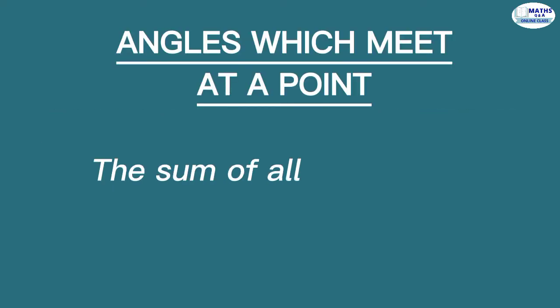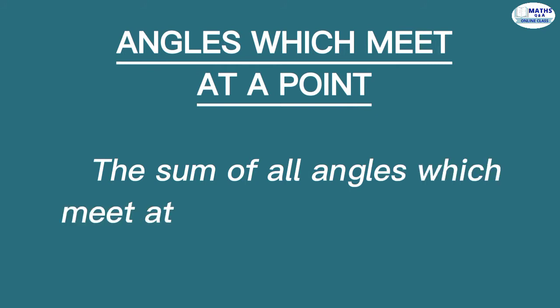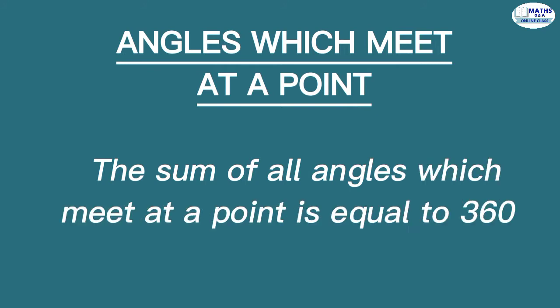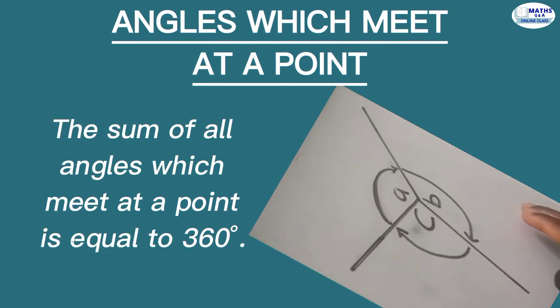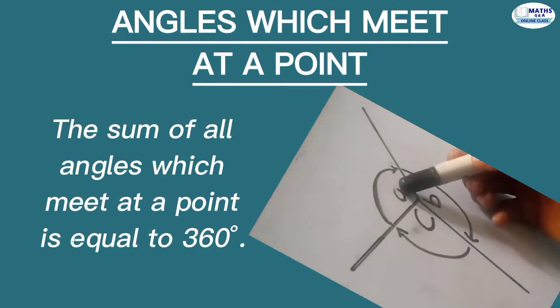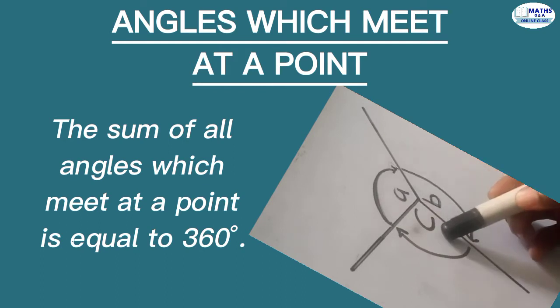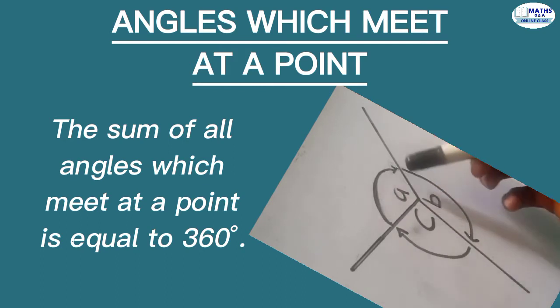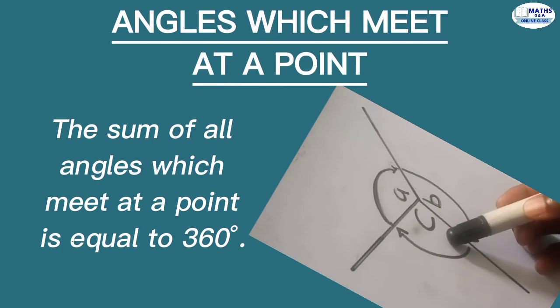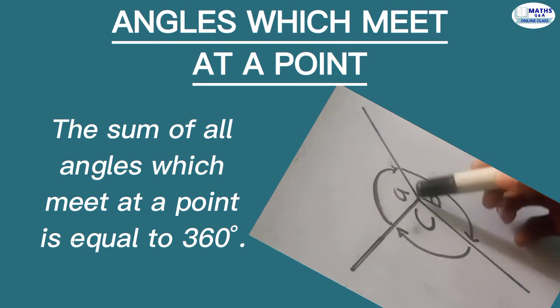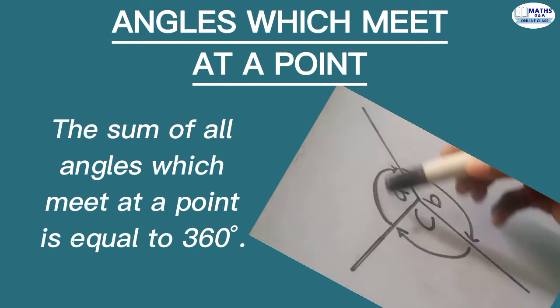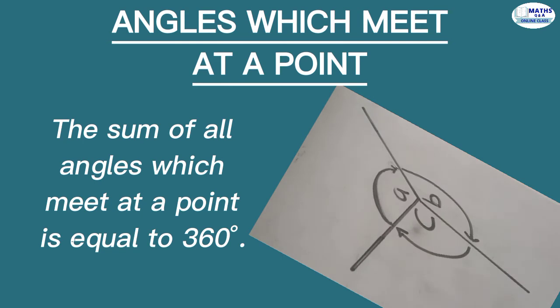The sum of all angles which meet at a point is equal to 360 degrees. This means their sum can produce a complete circle. Now let's look at this diagram. We have points A, B, and C producing angle A, angle B, and angle C. You see that they all meet at this point, right? And they produce a complete circle.